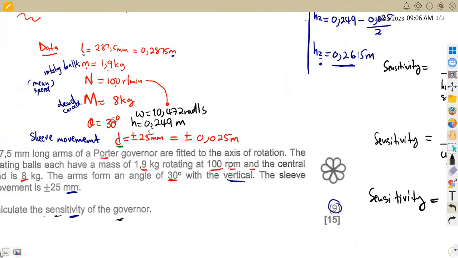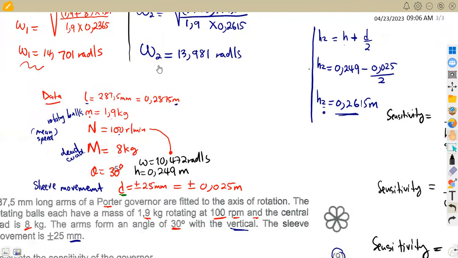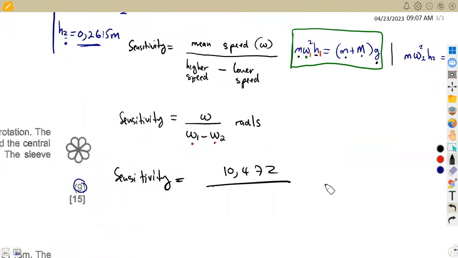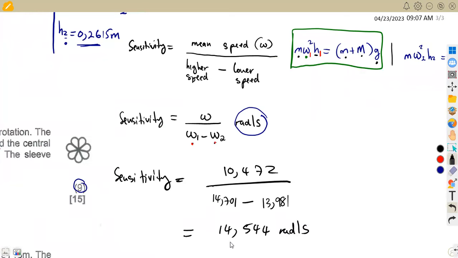All right, so this was our omega-1, the higher speed, and omega-2 the lower. Remember, omega-1 is 14 and omega-2 is 13. So 14 is bigger than 13, so we start with omega-1 and subtract the two speeds. That is what you're going to have in your final answer. You subtract the two values, omega-1 minus omega-2, which is 14.701 minus 13.981, the values that we calculated. This is going to give us sensitivity measured in rad per second. So that's your sensitivity in this case, which is 14,544 if you round off to 3 decimal places, in rad per second.